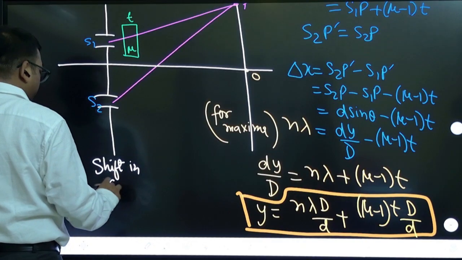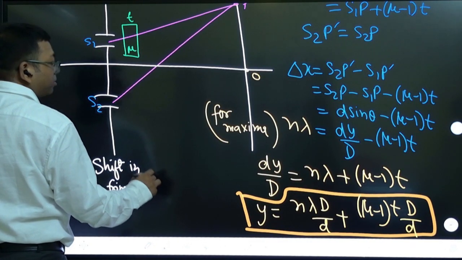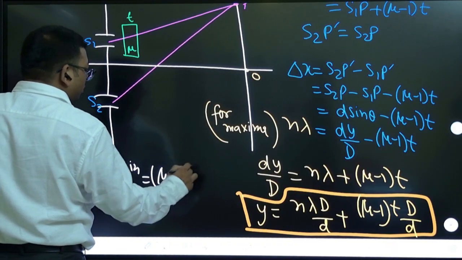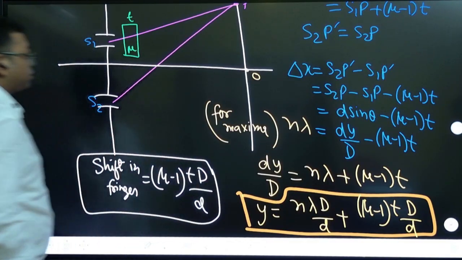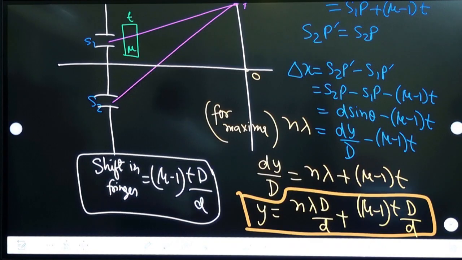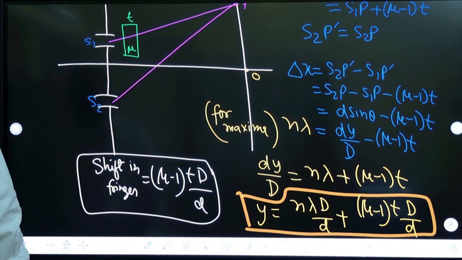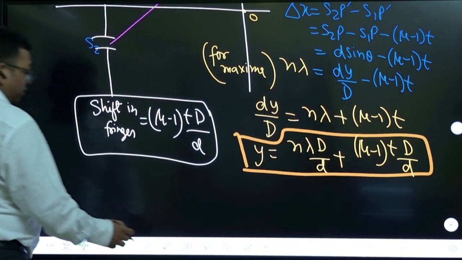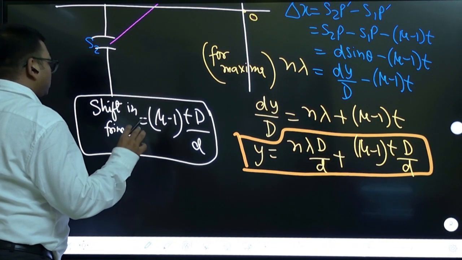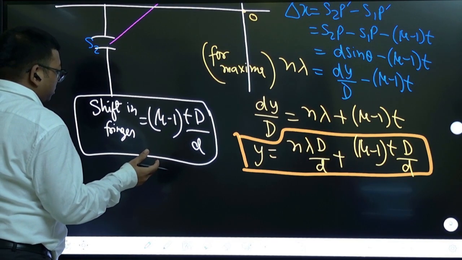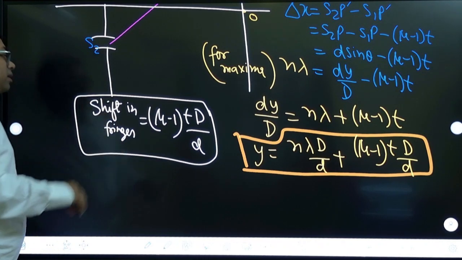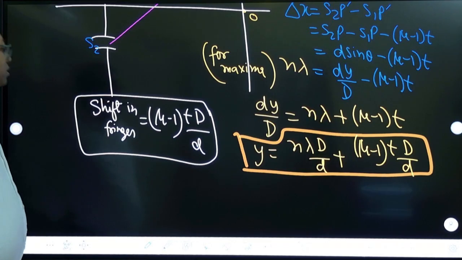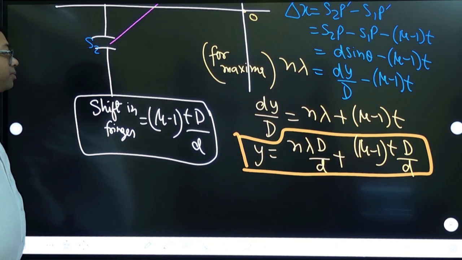Shift in fringes is given by this formula: (mu minus 1) t times capital D by small d. That's what we need to calculate. And suppose they ask how many fringes shift, how many total fringes are shifting, you can divide this shift by the fringe width. Within that, we can calculate how much it can be. But generally they will ask for the shift formula only, so we'll calculate this.